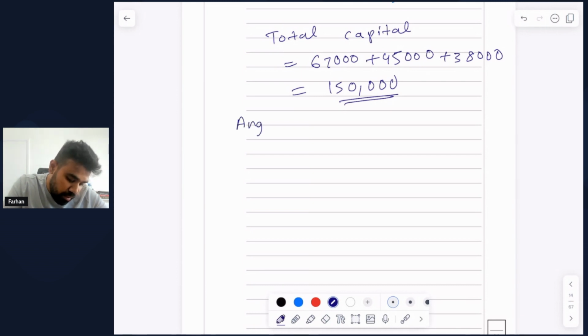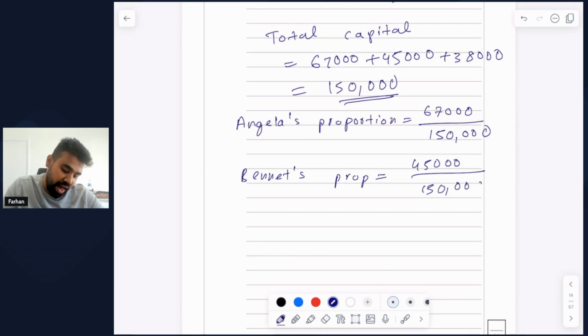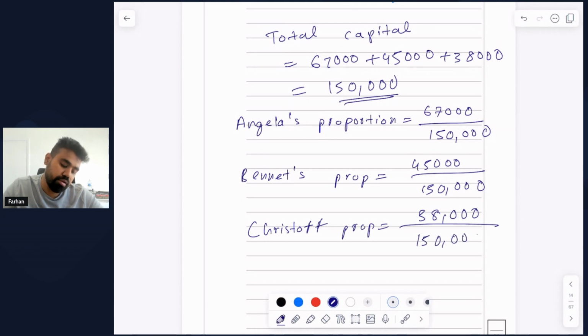Angela's proportion will be calculated by taking the investment that Angela has made and dividing it over the total capital. So this is the proportion of investment that Angela has made out of the total capital. Then we will do the same thing for Bennett. I'm just going to write Bennett's proportion in short, which is 45,000 divided by 150,000. And I'll do the same for Christoph, which is to simply take Christoph's investment of 38,000 and divide it by the total of 150,000.